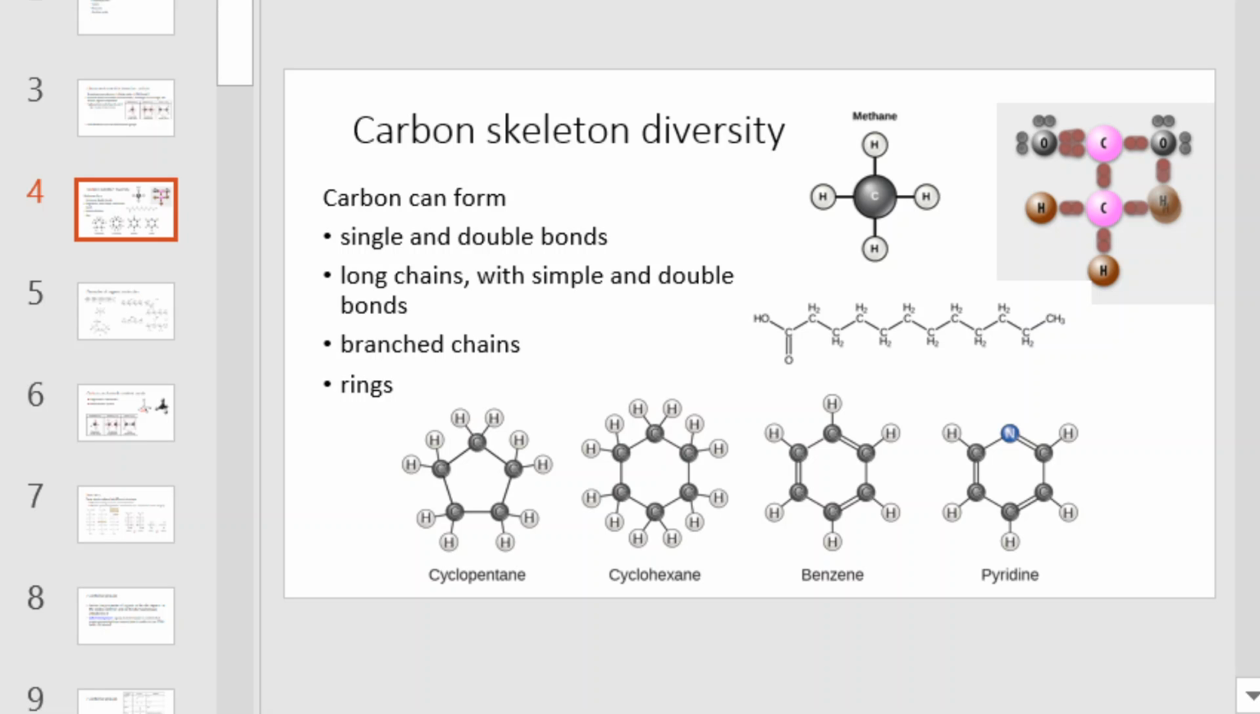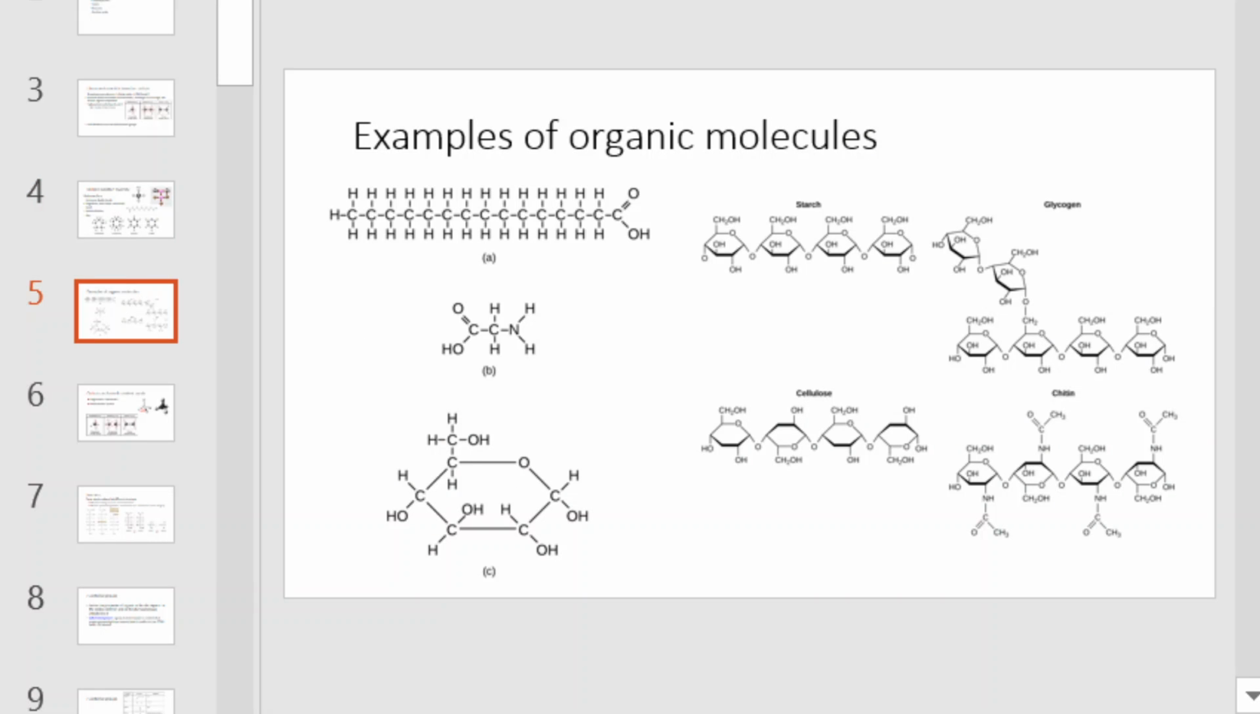The carbon skeleton. The carbon skeleton adds diversity to biomolecules. Carbon can form single and double bonds. It can form long chains with single and double bonds, branched chains, and even rings, all as illustrated on this slide. Here are some examples of organic molecules that we'll deal with as we go through this presentation. You can see the architectural differences between the molecules as mentioned on the previous slides. Some are long chains, some have rings, and in more complicated molecules, you'll find combinations of the two.